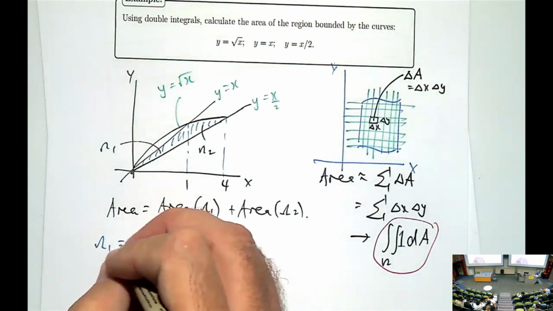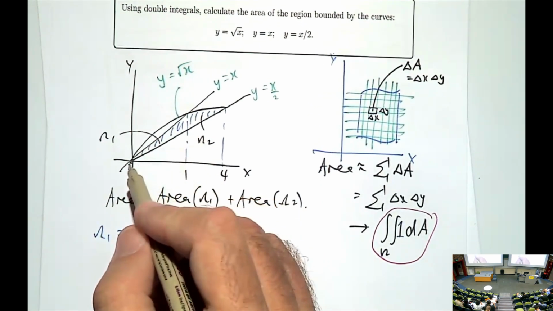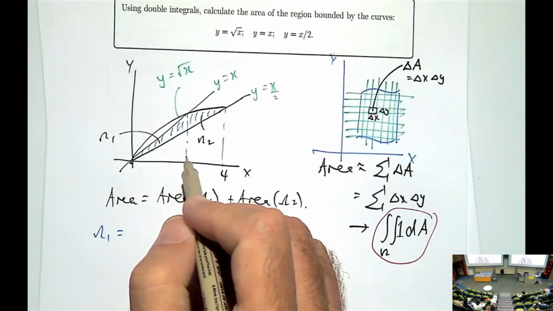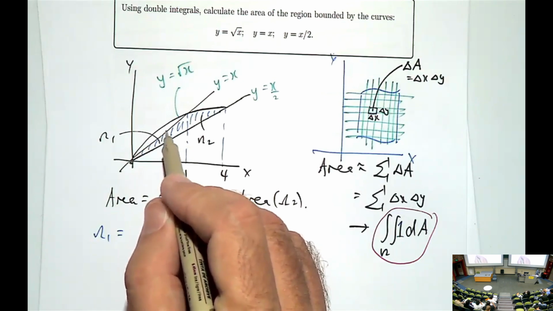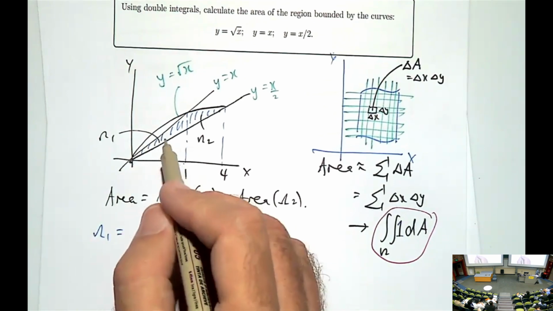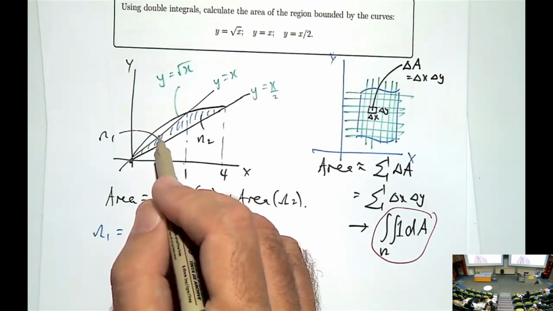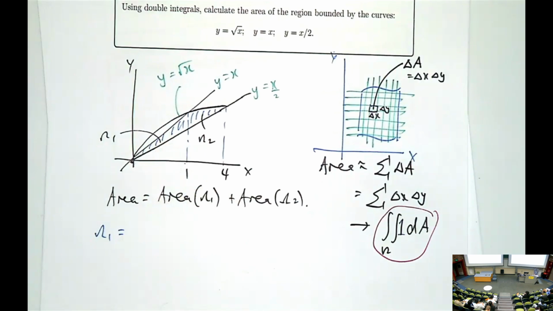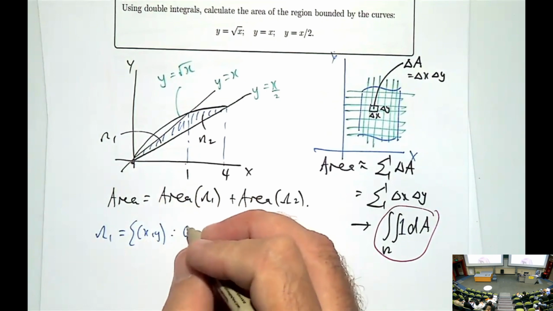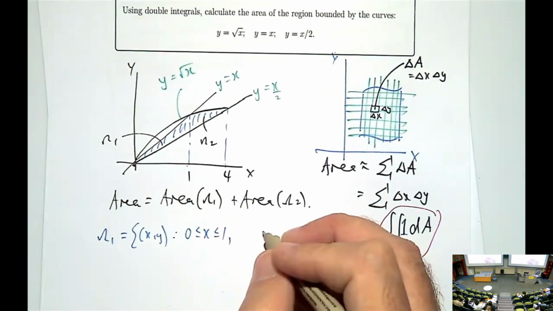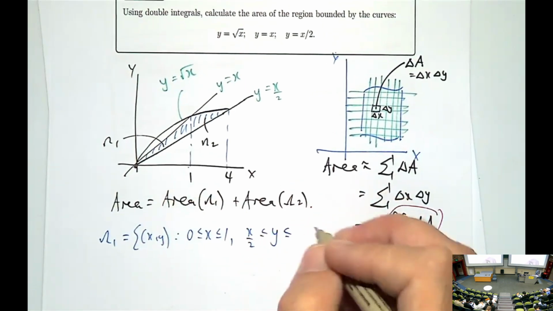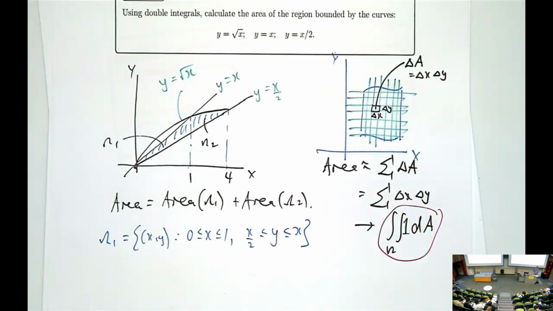So let's do omega 1. All right, omega 1, you can say x is between 0 and 1, and y is going to be bigger than this curve but less than this curve. Let me say that again. x is going to be between 0 and 1, and y is going to be above this curve but below that curve. So y is going to be bigger than x on 2 and less than x.